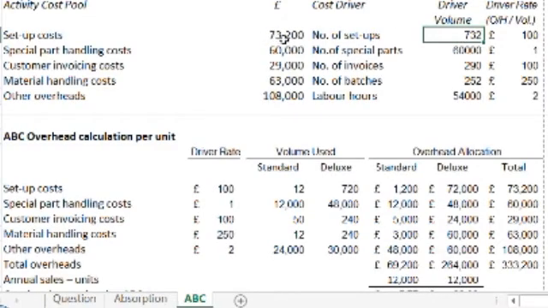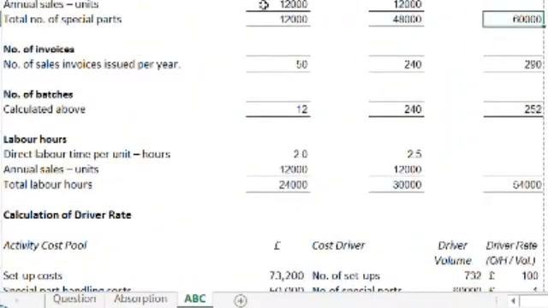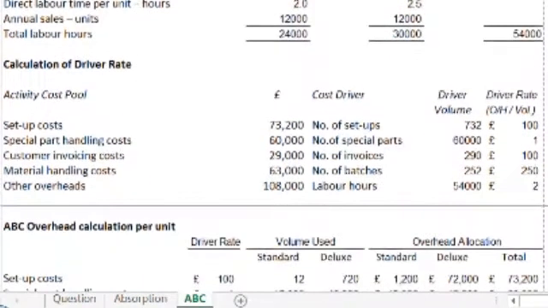So 73,200 divided by 732, that would mean 100 pound per setup. Similarly we do this for each one. So that category is 60,000 special part handling cost, and number of special parts we worked out, the total was 60,000. So if you look here, we had worked out that is 60,000, the grand total for the two. So all we do is 60,000 pound divided by 60,000 volume, 1 pound.